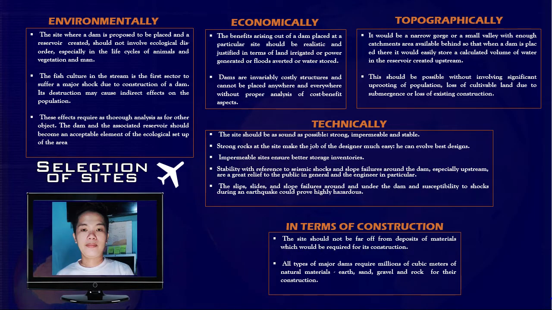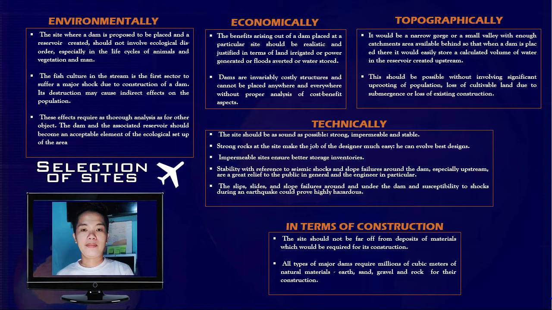Here are the considerations that need to be considered in the selection of sites for dams. Environmentally, the site where a dam is proposed to be placed and a reservoir created should not involve ecological disorder, especially in the life cycles of animals, vegetation, and man. The fish culture in the stream is the first sector to suffer a major shock due to construction of a dam. Its destruction may cause indirect effects on the population. These effects require as thorough an analysis as for other objects. The dam and the associated reservoir should become an acceptable element of the ecological setup of the area.